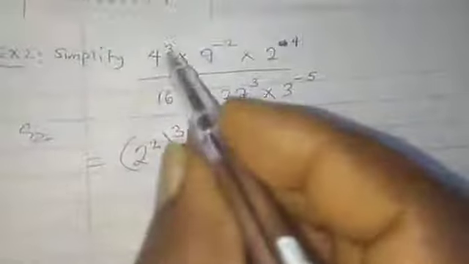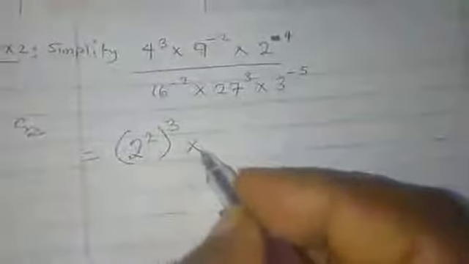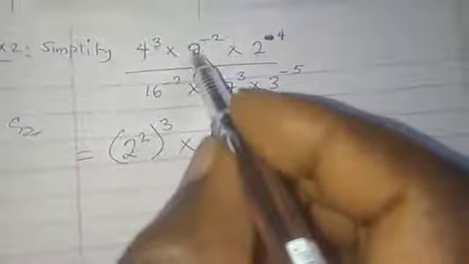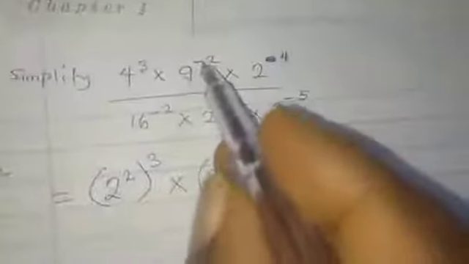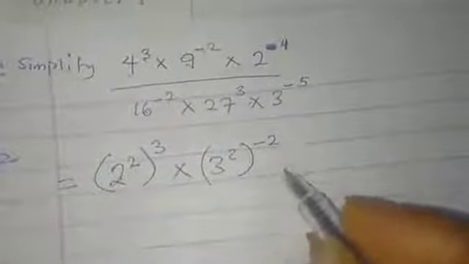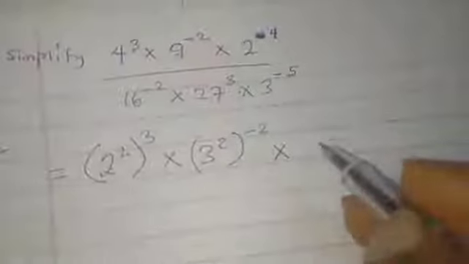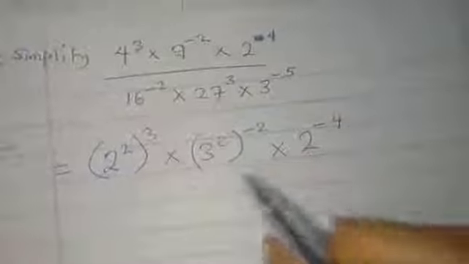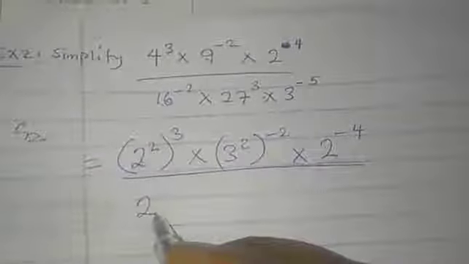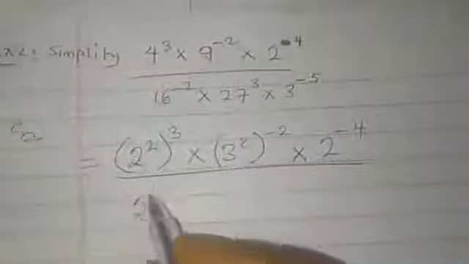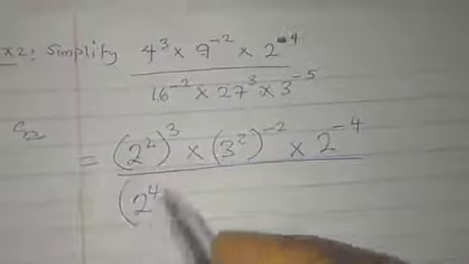Then raised to power 3. This is the 4. Then raised to power 3. Then times the index of 9. That one is 3 squared. But there is a power there from before, which is minus 2. Then times 2 raised to power minus 4. Then all over 16, which will give me 2 raised to power 4 by index.